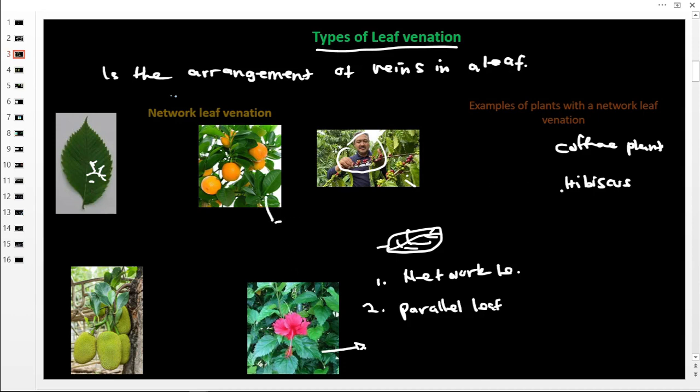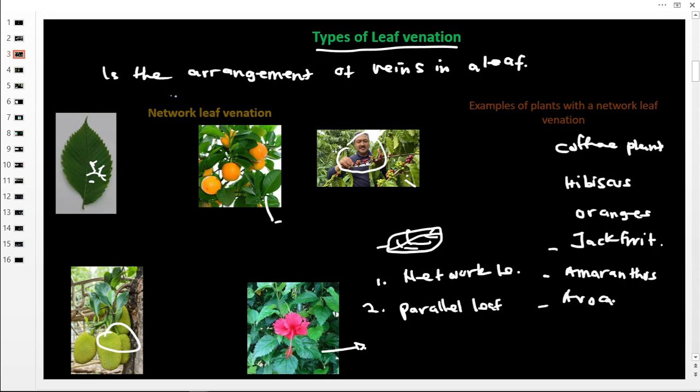We come here, this is an orange plant. Orange plants have a network leaf venation. Then these ones are fruits, and these ones are false fruits, or multiple fruits. Then this is jackfruit. Jackfruit plants also have a network leaf venation. And then we can have others like amaranthus green, which is called dodo. You can also add the avocados, they also have a network leaf venation. Then we have the blackjack. That plant also has network leaf venation.